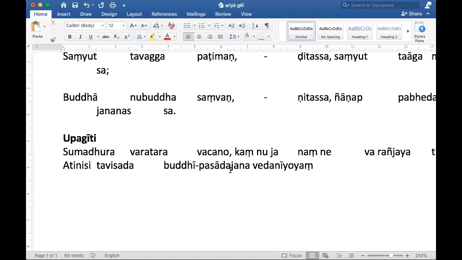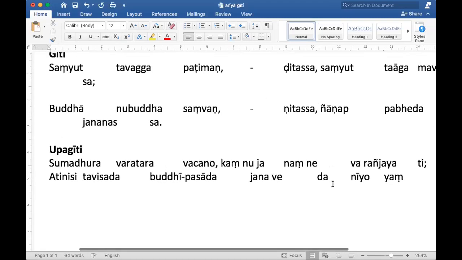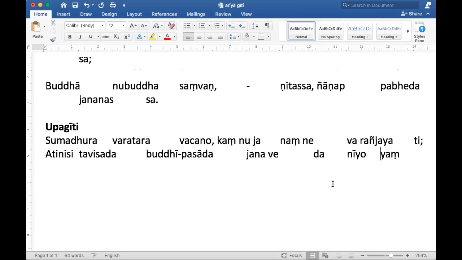Pasada is the fourth group. Janave is the fifth group. The is the sixth lahu. Ni yo is the seventh group, yang is the antagaru. So you can observe the characteristics of the second half of a normal Arya verse in both halves here. Va, you see here, chattalahu is observed in the first half, and chattalahu is observed in the second half also.